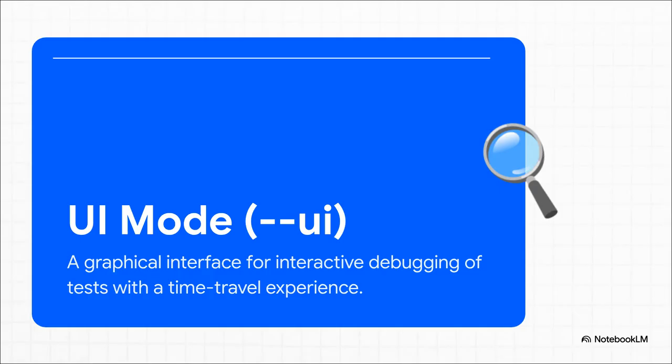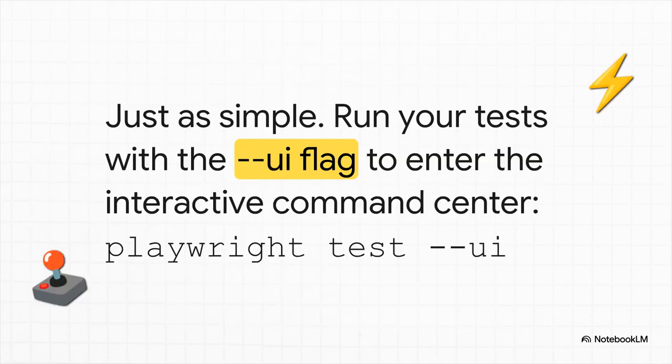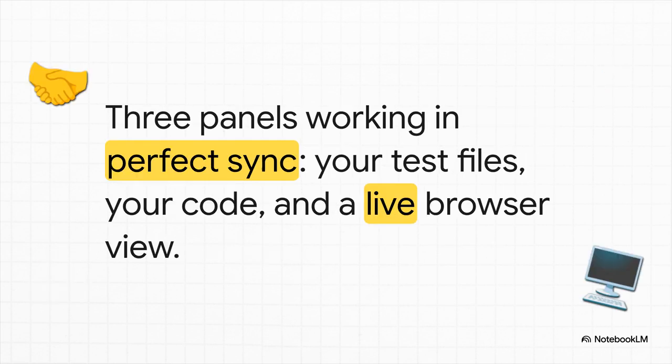UI mode is a full-blown graphical interface designed for one purpose: to make your local development and debugging experience ridiculously fast and interactive. Its standout feature is, without a doubt, a true time-travel debugging experience. And just like the report, launching it is dead simple. You just add the --ui flag to your usual test command, playwright test --ui, and that's it. You are in.